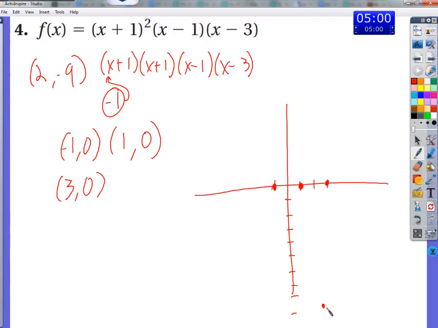Any other possible inputs that give us an output of 0? No? This is the function. One way to look at it is, if it's factored out like this, since everything is multiplied together, the only way to get 0 is to have 0 as one of your factors. These are the only factors. That's the only way to factor that polynomial. It's part of the fundamental theorem of algebra. If you factor a polynomial, that's it. That's the only way to factor it.